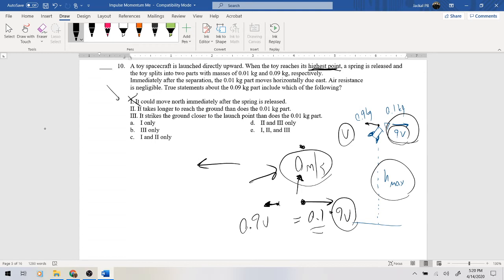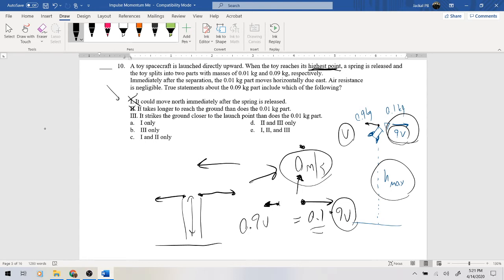And the next one: it takes longer to reach the ground than the 0.1 kilogram part. Well, at this point, they have velocities going right and left. But for falling to the ground, they are at the same elevation, and for their vertical movement, their horizontal velocities are not important. So it's going to take the same time for both of them to hit the ground.